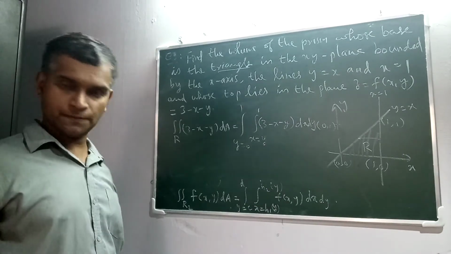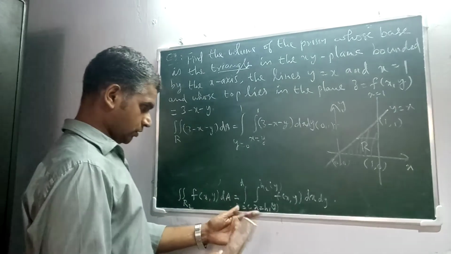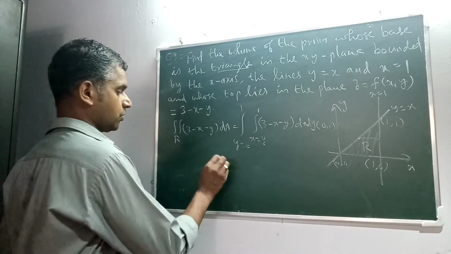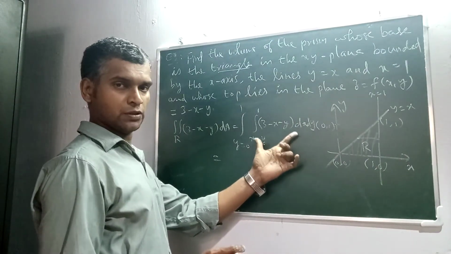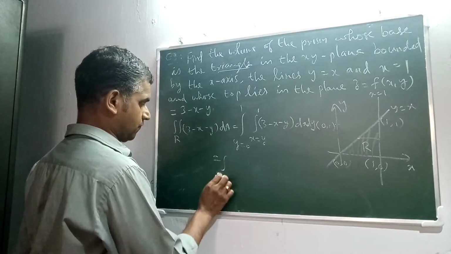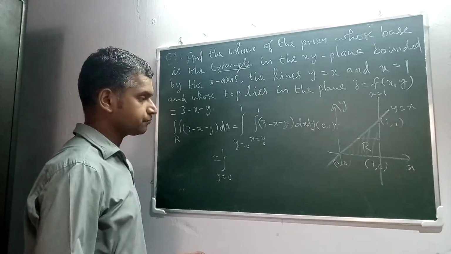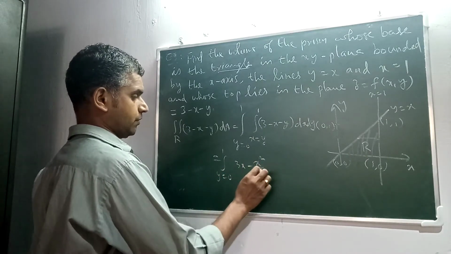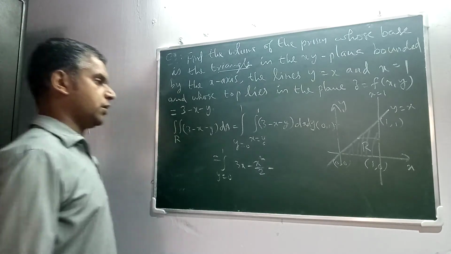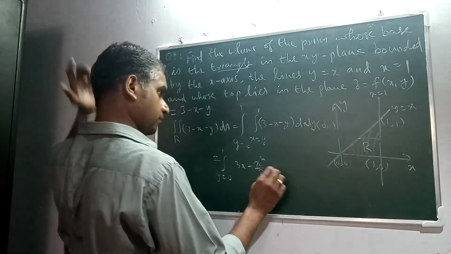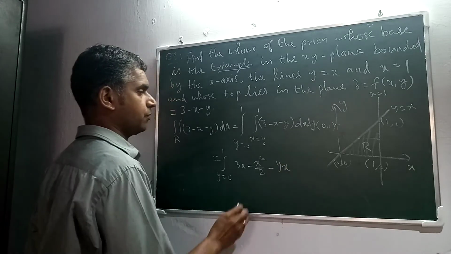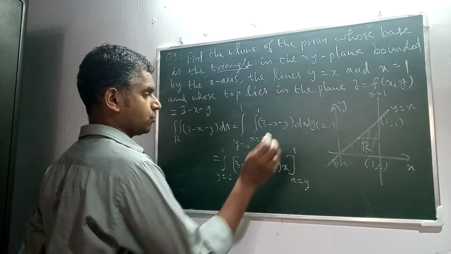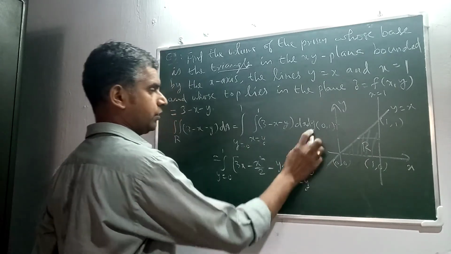Okay, so let us evaluate this. How do I evaluate this? So let me remove this portion. So here I have to perform this integration first with respect to x, keeping y fixed. So integral y varies from 0 to 1, integration with respect to x. So 3x minus x square by 2 minus yx between the limits x equal to y to x equal to 1, then dy.